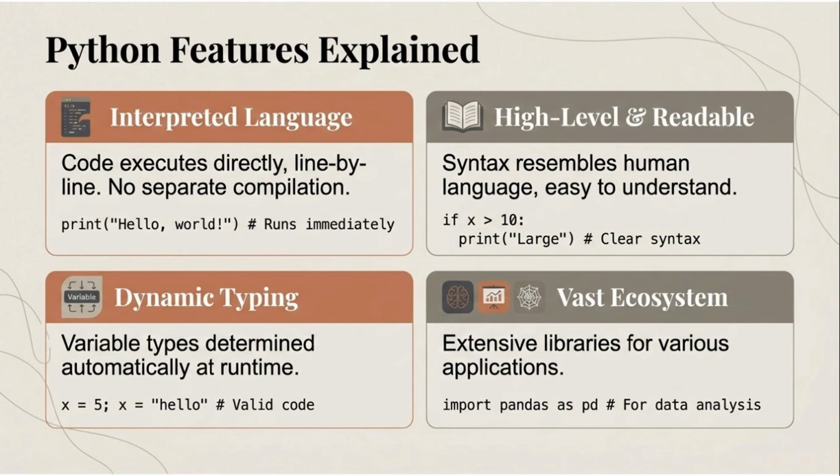The third point is dynamic typing. I told you that if you write x is equal to 5, or x is equal to hello, both are valid. There is nothing invalid about providing a string or a numeric value to x. Both are valid syntax and the type will be determined at runtime.